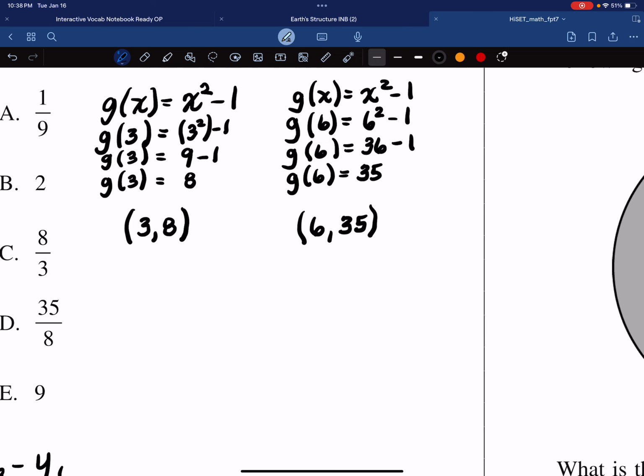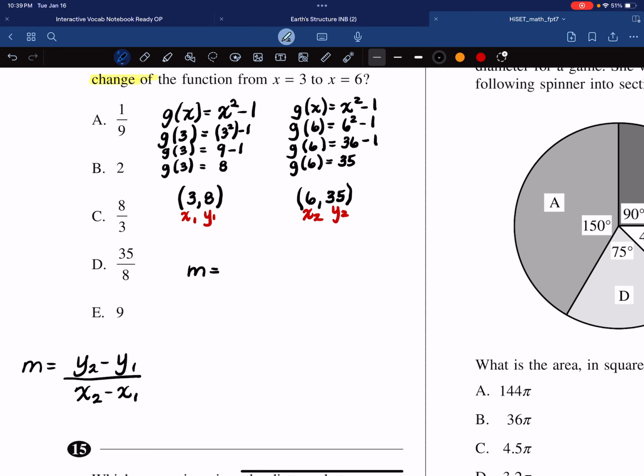I like to label my points, so that's more for me than for you because I get them confused. I have dyslexia, and it's easy to get things mixed up. So here's x2 and y2. And then I always write my formula again because that helps me not get things mixed up. But I've written it down here, so I won't do it again.